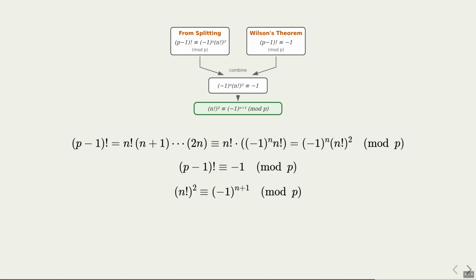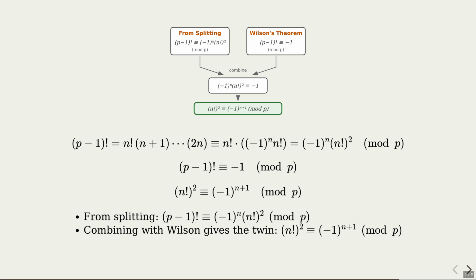Equating the two expressions and multiplying both sides by negative 1 to the n, we arrive at the key identity that n factorial squared is congruent to negative 1 to the power n plus 1 modulo p. The splitting argument converts the whole factorial into n factorial squared times a sign depending on n. Combining that with Wilson's theorem produces what we can call the twin identity connecting n factorial squared directly to a simple power of negative 1.